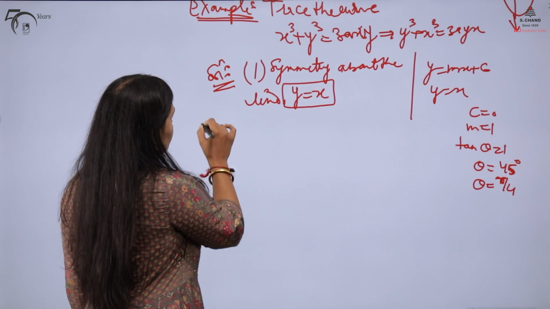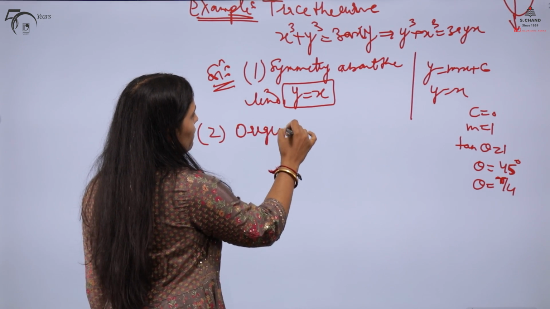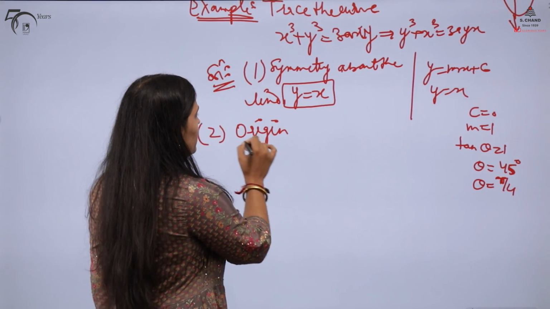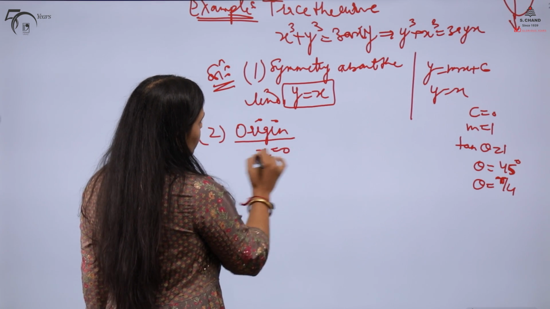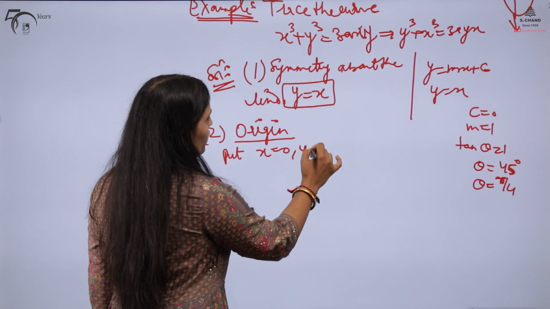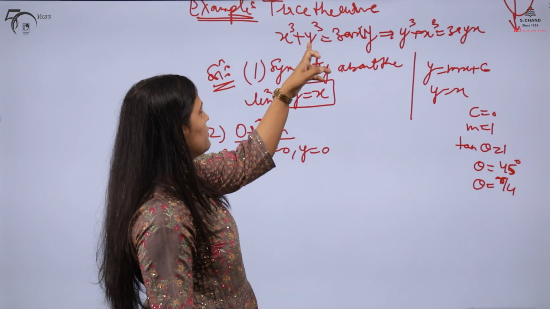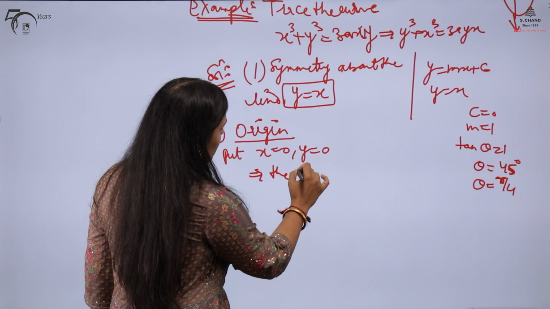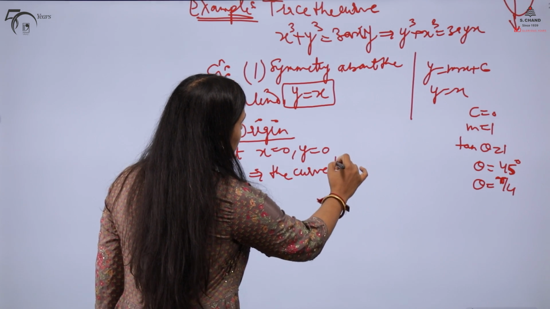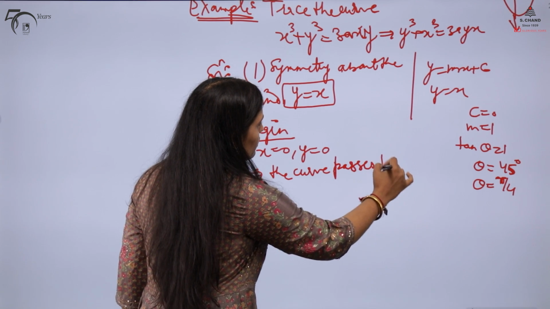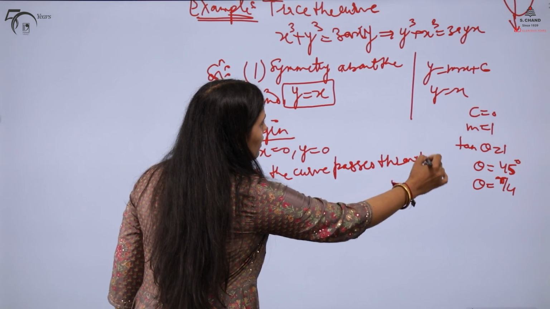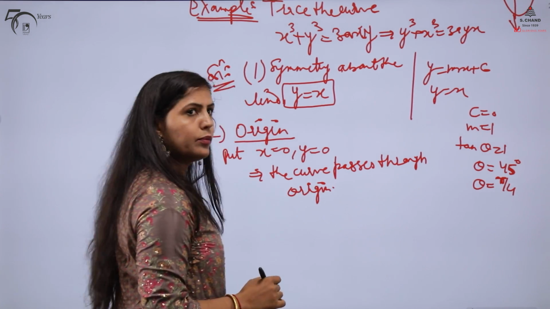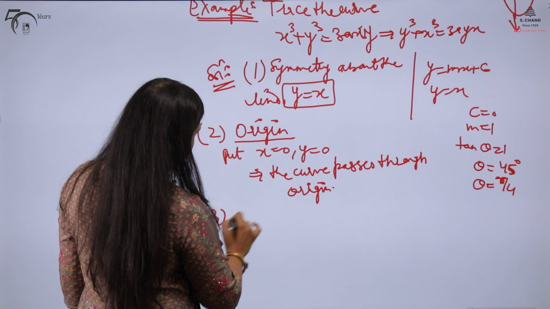The next point is the origin on the curve: whether the given curve passes through the origin or not. Put x = 0, y = 0 in the equation of the curve. You can see both LHS and RHS are the same, so LHS equals RHS. This implies the curve passes through the origin. This is our second point. Now third is asymptotes.